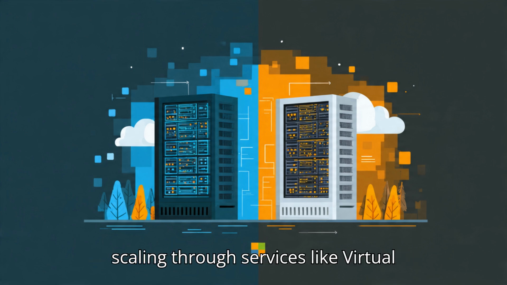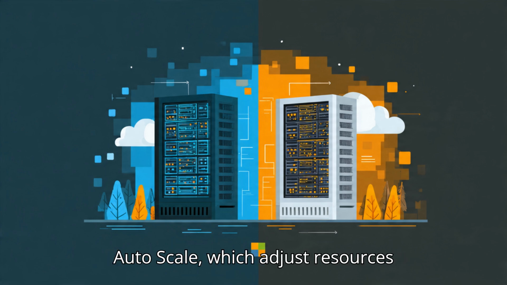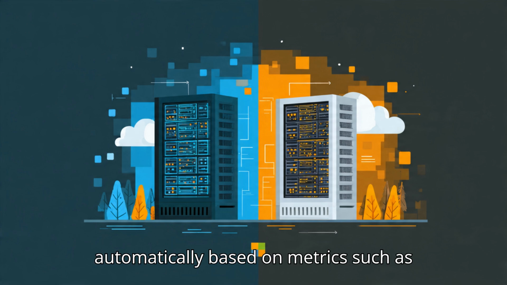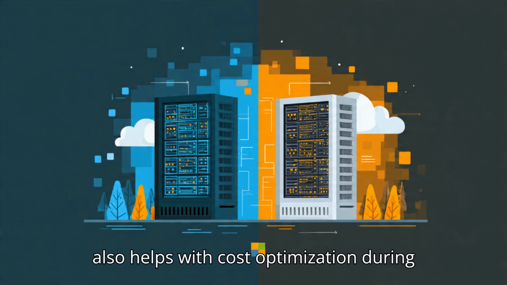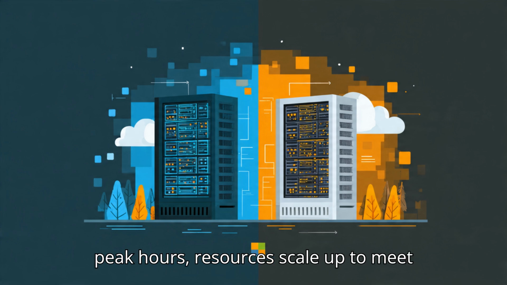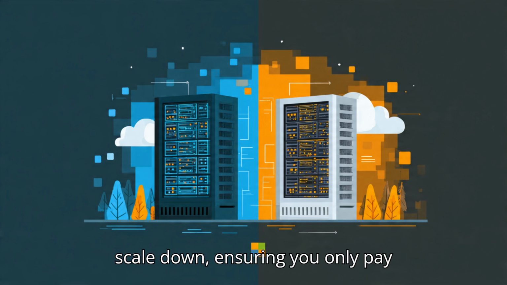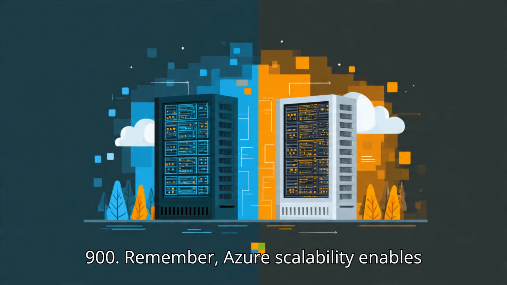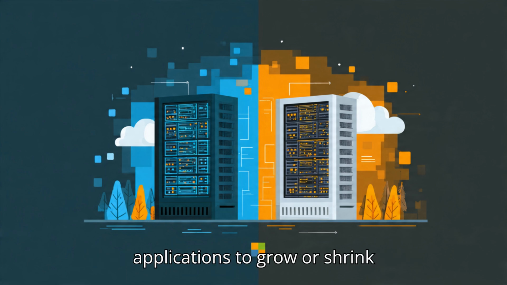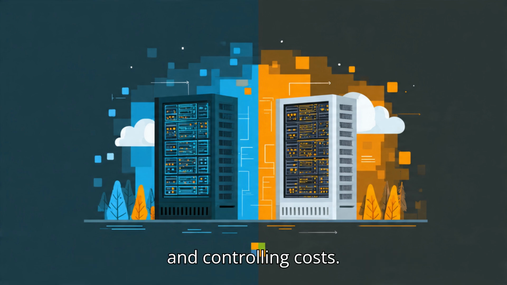Azure provides automatic scaling through services like Virtual Machine Scale Sets and Azure App Service Autoscale, which adjust resources automatically based on metrics such as CPU usage or request count. Scalability also helps with cost optimization. During peak hours, resources scale up to meet demand. During low usage periods, they scale down, ensuring you only pay for what you use. For AZ900, remember, Azure Scalability enables applications to grow or shrink dynamically while maintaining performance and controlling costs.